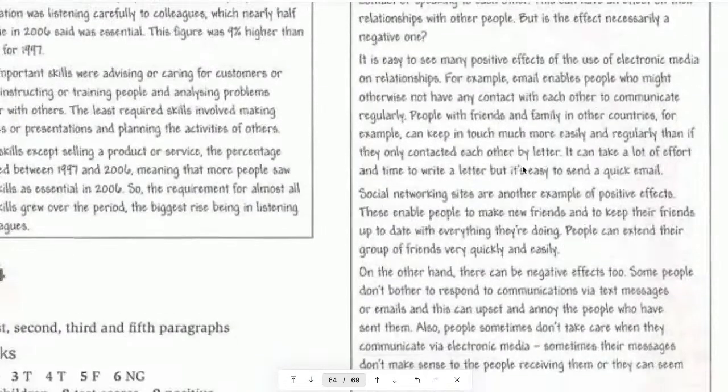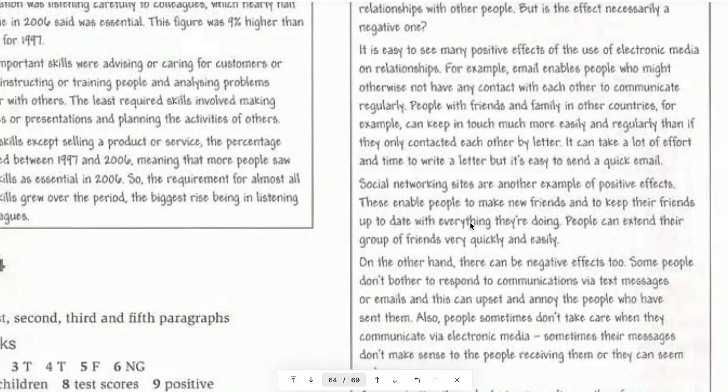So that means that in the first paragraph and also the second paragraph, they only talk about what? Yeah, about the positive effects of using electronic media. So those two paragraphs only serve one purpose, to talk about the positive effects of electronic media. But why do they need to be divided into two paragraphs? Why is that?